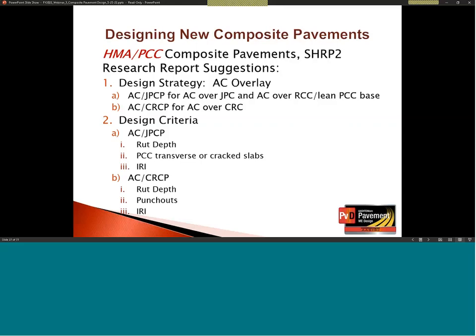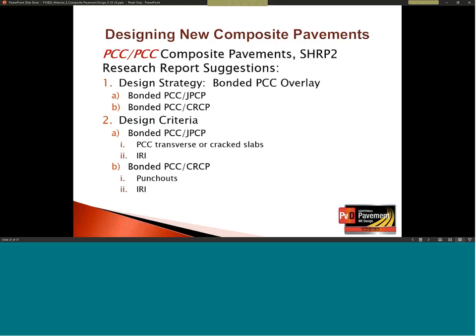The second is AC over CRCP. Again, the design criteria: rut depth, punch outs, and IRI. Similarly, those that have used the software to design an asphalt overlay of existing CRCP know there are many other design criteria that you can use for designing an overlay of CRCP. And also, we'll note those later on. Go to the next slide, Booter, please.